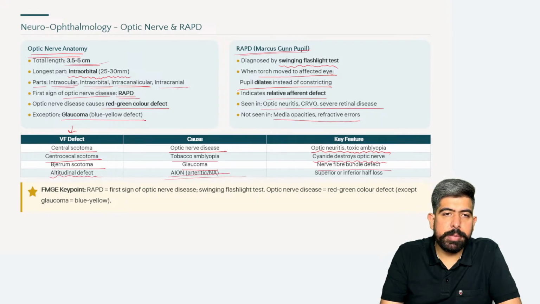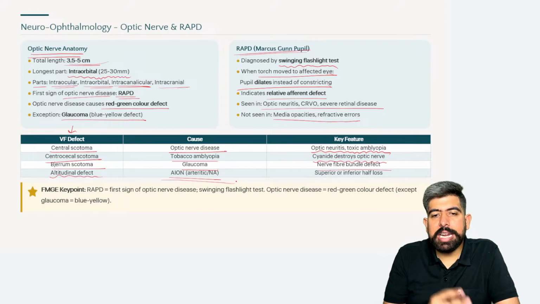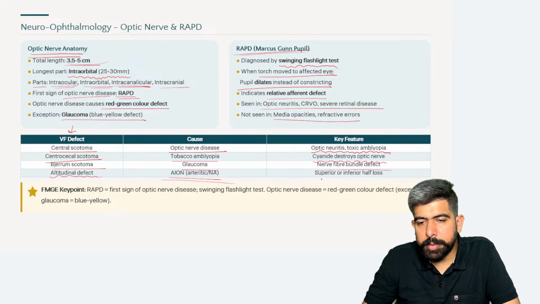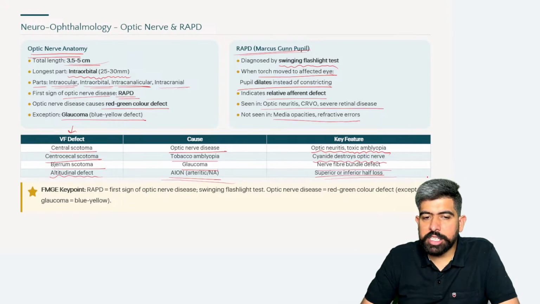It is of two types. Please remember about it, right? In the FMG exam they are not asking about arteritic and non-arteritic, but please remember that an altitudinal defect can be seen in anterior ischemic optic neuropathy, which can be the arteritic type and the non-arteritic type. So loss of the superior or inferior half of the field will be seen in such ischemic conditions.